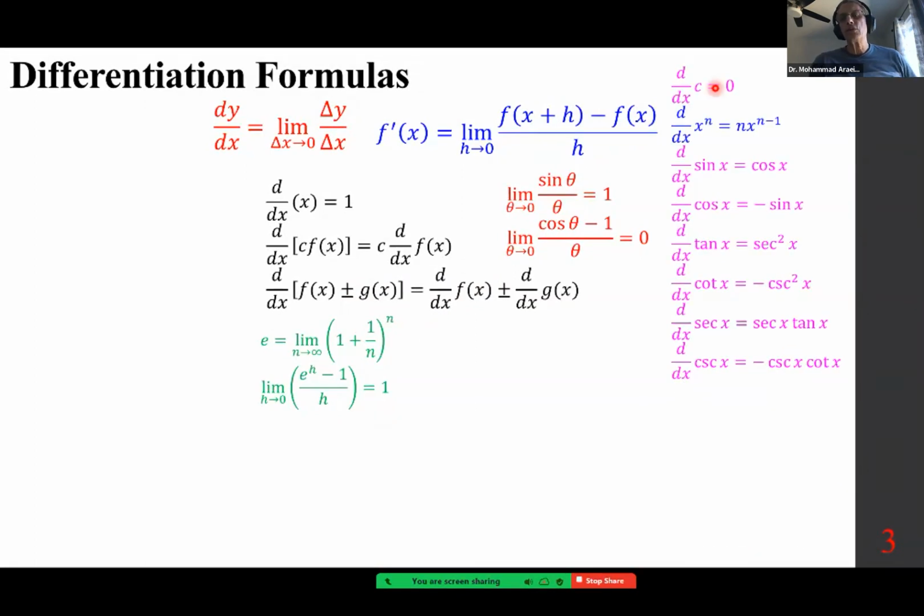And it gives rise to the following formulas. Constant, the derivative is 0. x to the power of n is n x to the power of n minus 1. Sine is cosine, cosine is negative sine, tan is secant squared, cotangent is negative cosecant squared. Secant is secant x tan x, cosecant x is minus cosecant x cotangent x.